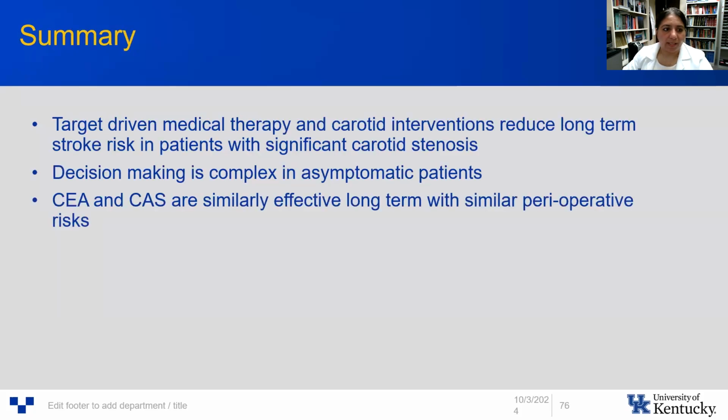So to summarize, target-driven medical therapy and carotid interventions reduce long-term stroke risk in patients with significant carotid stenosis, significant meaning greater than 50%, and it can be symptomatic or asymptomatic stenosis. For symptomatic stenosis, we want to intervene when the stenosis is greater than 50%. For asymptomatic stenosis, we want to intervene when the stenosis is greater than 70%.